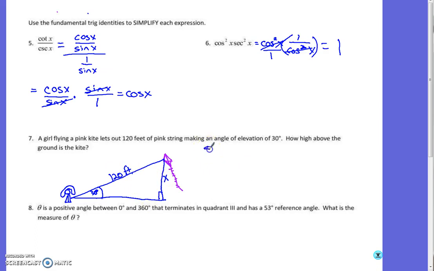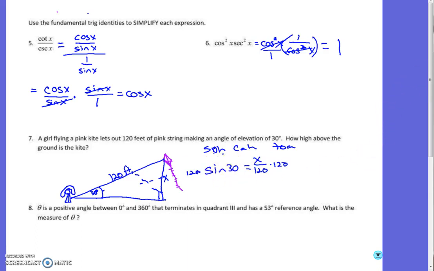So if you can remember back to sine, cosine, and tangent, we had SOHCAHTOA, the one that deals with the opposite leg that you're dealing with and the hypotenuse, O and H, is sine. So we say sine of the angle, sine of 30, equals opposite over hypotenuse. Now to get this x by itself, to undo dividing by 120, multiply both sides by 120.